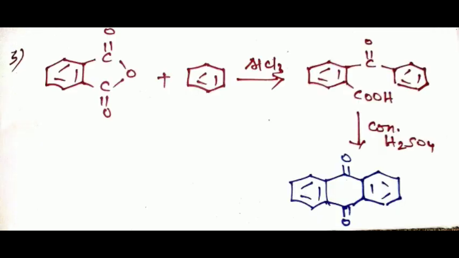Third application, the products of acylation can sometimes be cyclized under mild conditions. This can be used in the preparation of higher carbocyclic rings, that is the Haworth synthesis. For example, phthalic anhydride combined with benzene in the presence of anhydrous aluminum chloride, followed by concentrated sulfuric acid, forms anthraquinone.